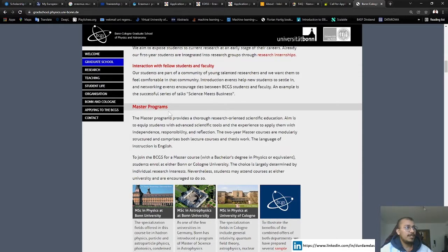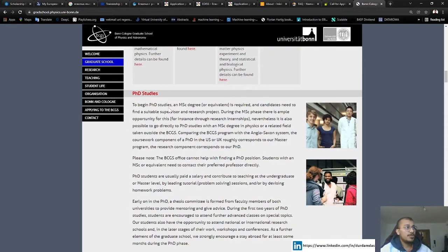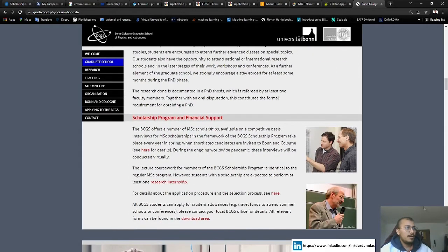So what you need for the master's degree, all the requirements, and the best thing is everything will be in English. So for the Indian students and the non-German speaking students, it's really a nice option. And for the PhD students, so if you already have a master's degree, then you would get admitted into the PhD program. But of course, you would have to go through the whole selection process. And you can read about the scholarship program and financial support. Basically, it would cover all the living cost and the tuition fees and everything.